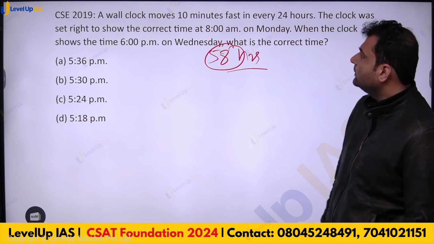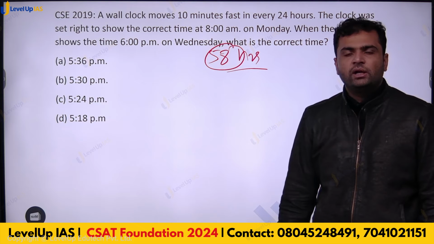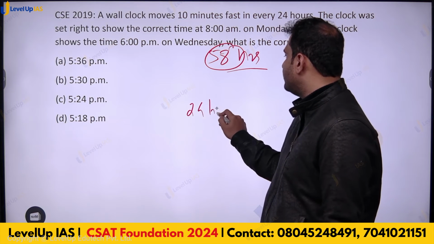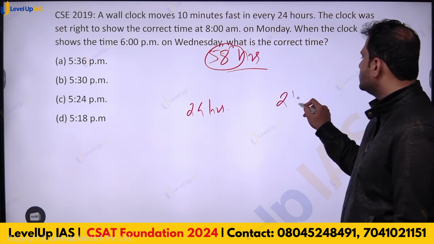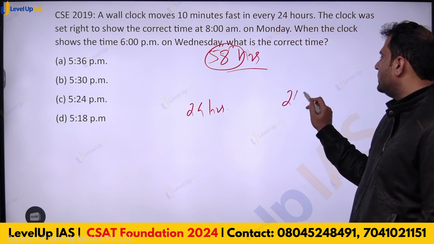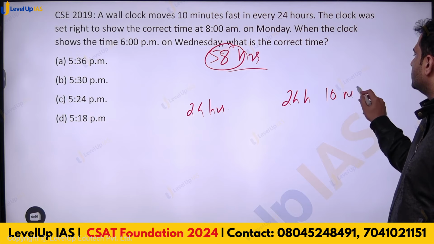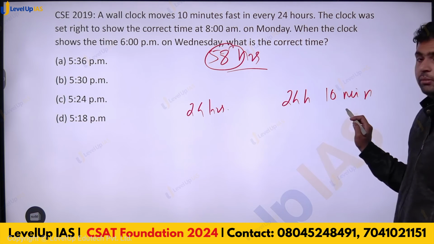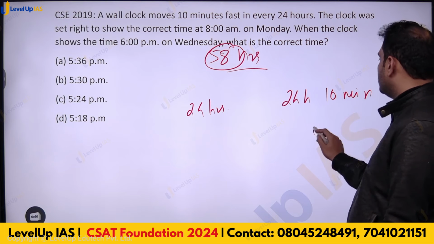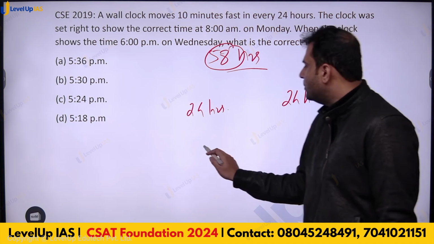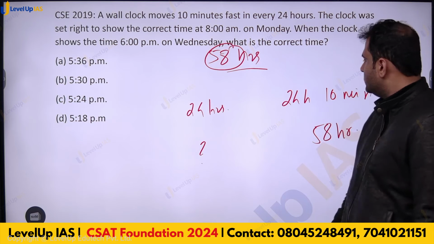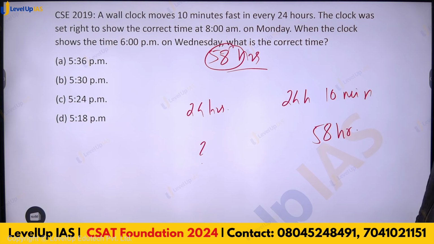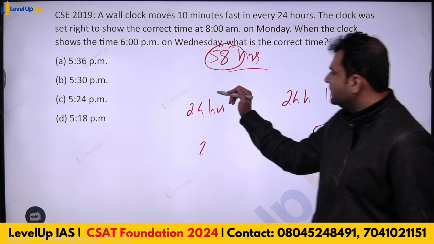Correct. Now the thing is, in 24 hours, the clock gains 10 minutes. So in reality, when 24 hours happen, the clock actually goes ahead by 24 hours 10 minutes. When the reality goes ahead by 24 hours, the clock goes ahead by this time. Now the question is, if the clock goes ahead by 58 hours, how much has reality moved? There are some hours and some minutes, so an easier thing could be that we convert every hour into minutes and solve this question.